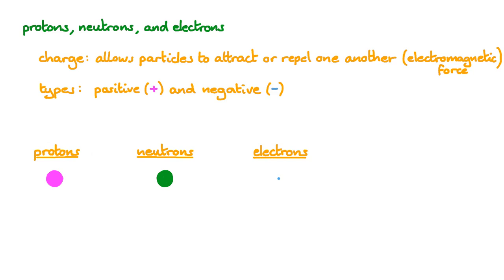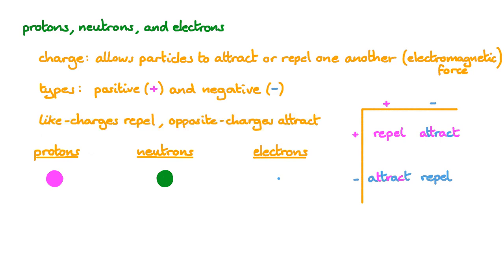There are two types of charge a particle may have, positive charge or negative charge. And charged particles interact with one another depending on the type of charge they have. If we have two particles with positive charge, they'll repel one another. And if we have two particles with negative charge, they will also repel one another. However, if we have one particle which is positive and the other particle which is negative, they'll attract one another. So like charges repel and opposite charges attract.